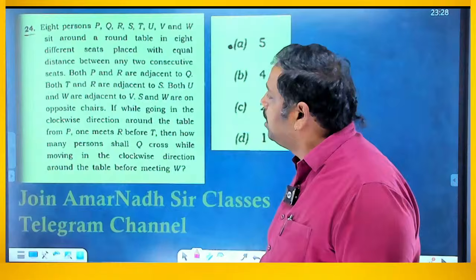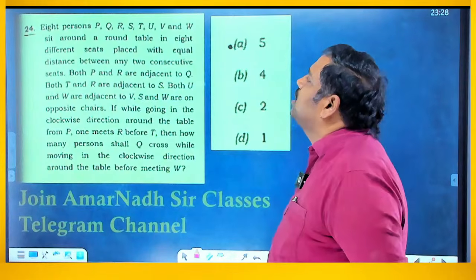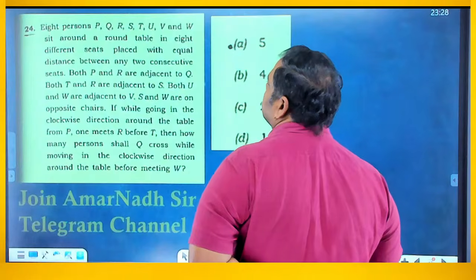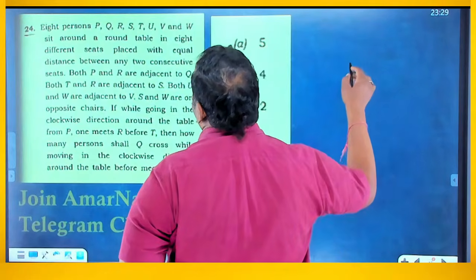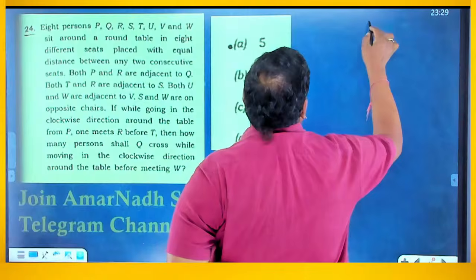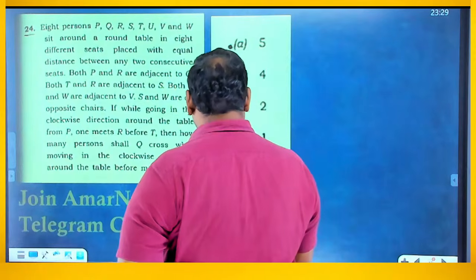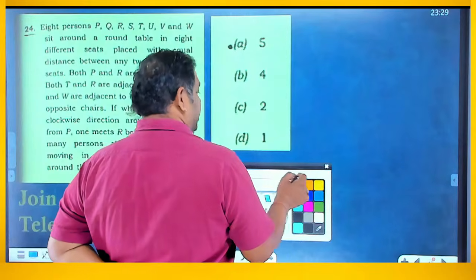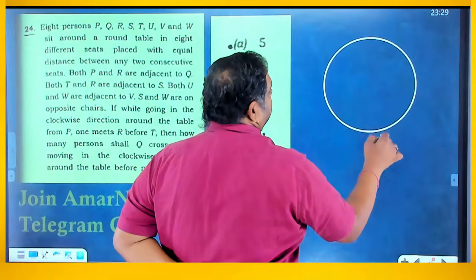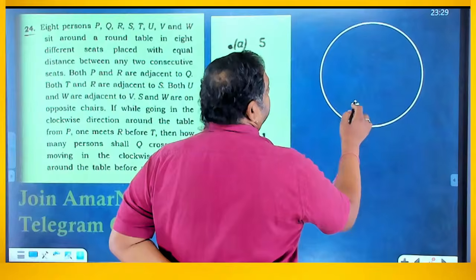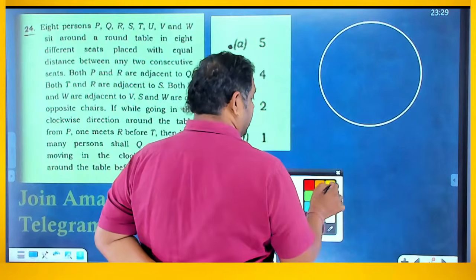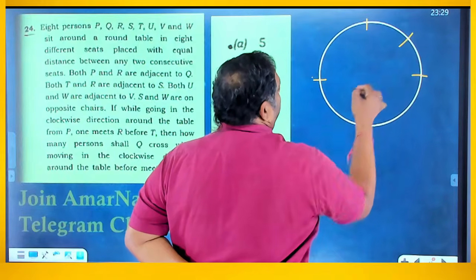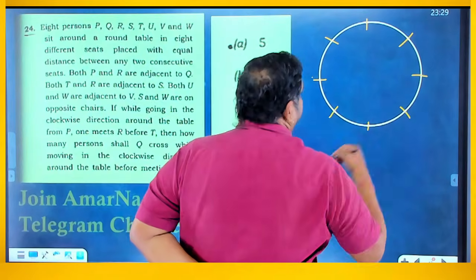Yeah, next one. 8 persons P, Q, R, S, T, U, V, and W sit around a round table in 8 different seats placed with equal distance between 2 consecutive seats. Okay, 8 people seated in a circle, right? 8 members, sat like this. Since those are 8, opposite, opposite, opposite, and opposite, right? Okay, good.